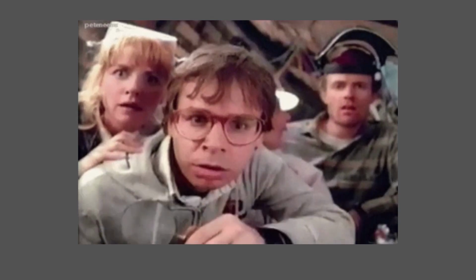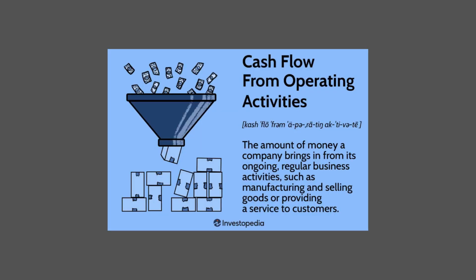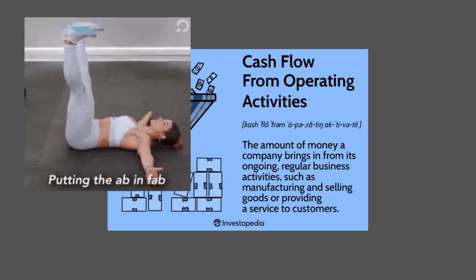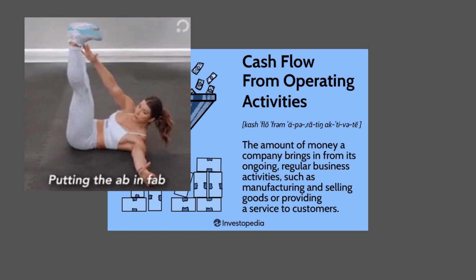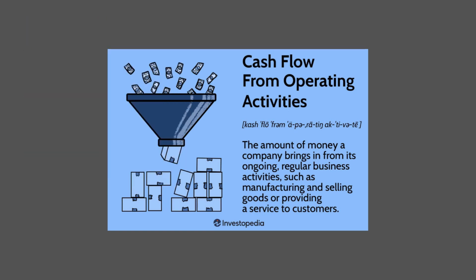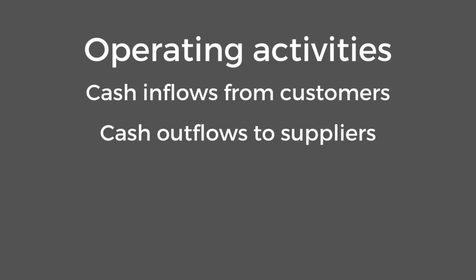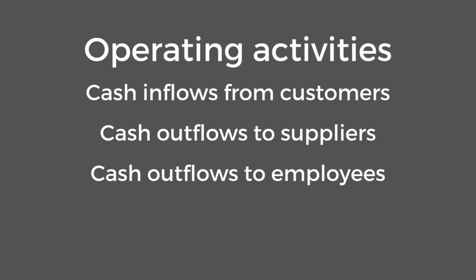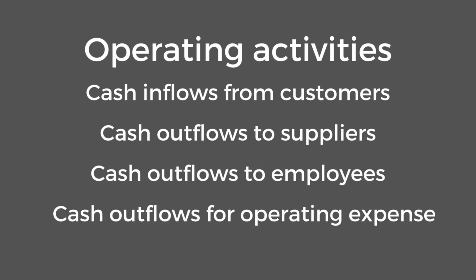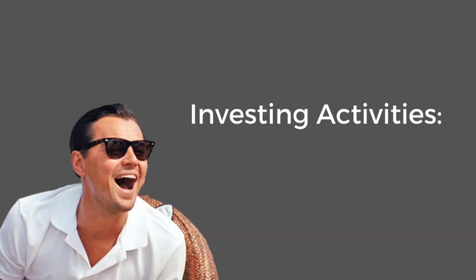Let's take a closer look at each section. Operating activities. This section focuses on the cash flows that are directly related to the core operations of the business. It includes cash receipts and payments resulting from the day-to-day activities, such as sales and purchases of goods or services. Operating activities primarily involve the following: cash inflows from customers, cash outflows to suppliers, cash outflows to employees, cash outflows for operating expenses.